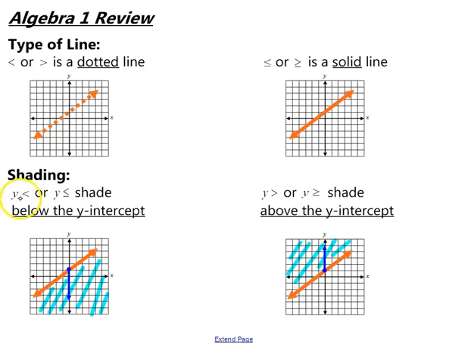When you have y is less than or y is less than or equal to, we're going to have to shade, and it tells us since y is smaller, you want to find the y-intercept and shade everything lower than the graph. If y is greater than or y is greater than or equal to, you want to find the y-intercept, and since y is bigger, you want to shade everything above the graph.